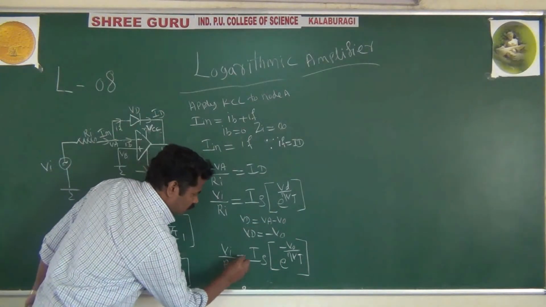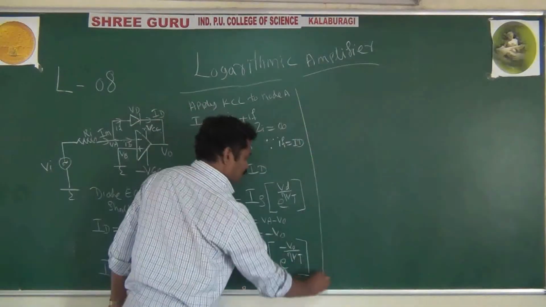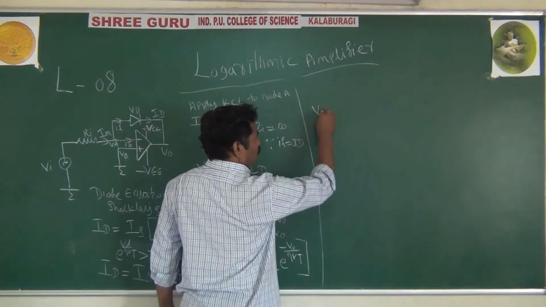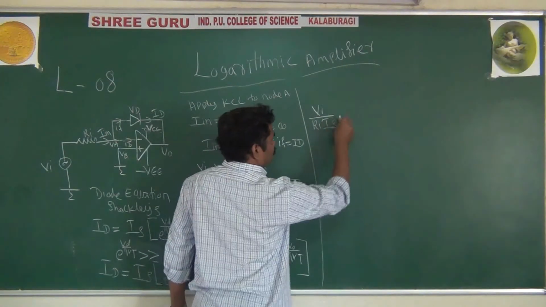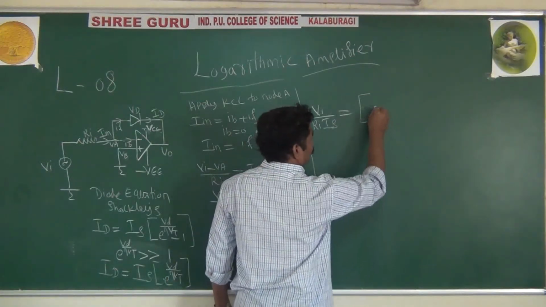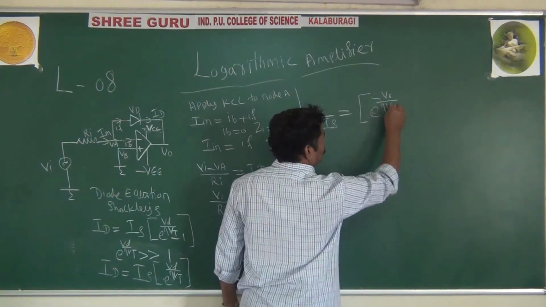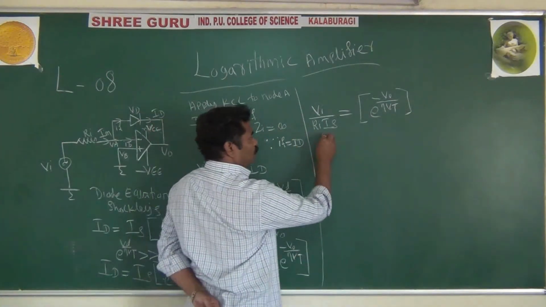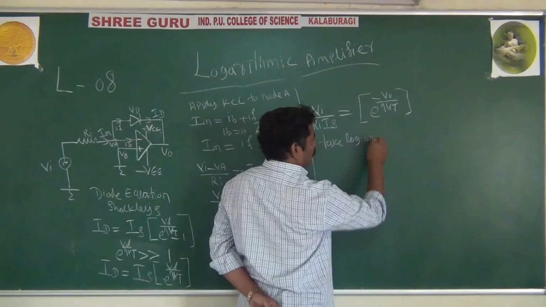Then, in the next step, what will you do? Next, you take Is to this side, that becomes Vi by Ri into Is equal to e raised to minus V0 by eta into Vt. Next step, what you have to do? Take log on both sides.